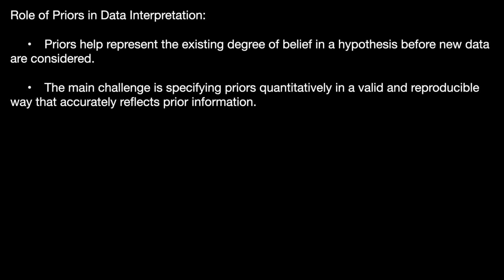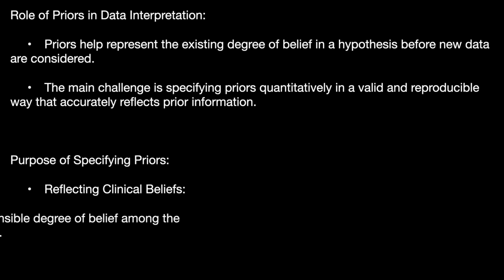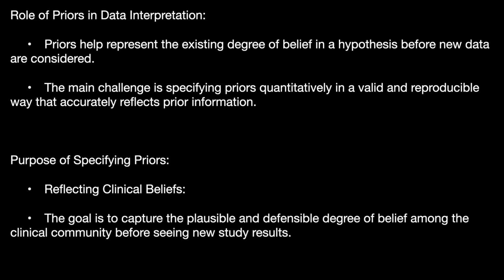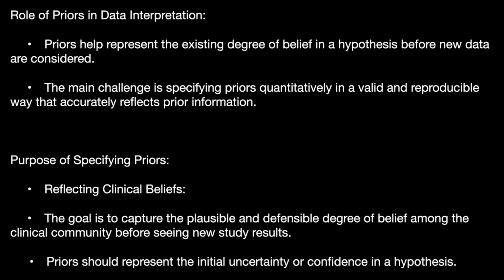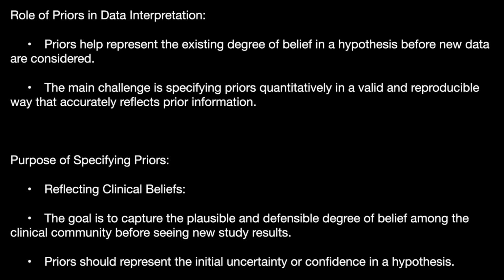The main challenge is specifying priors quantitatively in a valid, reproducible way that accurately reflects the prior information. This is important. We all have some kind of bias for any kind of hypothesis, but how do we quantify it in a valid and reproducible way? That is the point we need to discuss. So the purpose of specifying priors is to reflect the clinical beliefs. The goal is to capture the plausible and defensible degree of belief among the clinical community about a given hypothesis. The prior should represent the initial uncertainty or the confidence in a particular hypothesis.